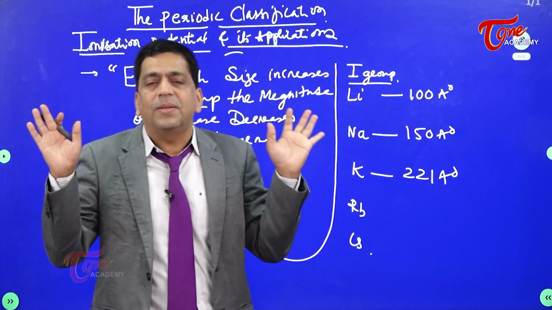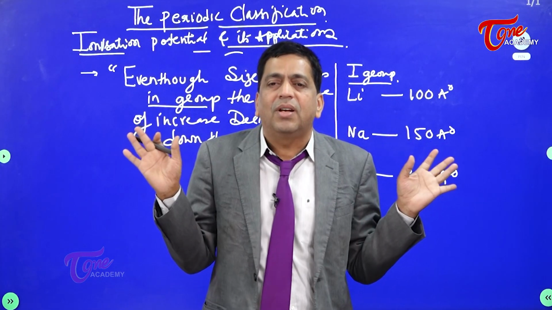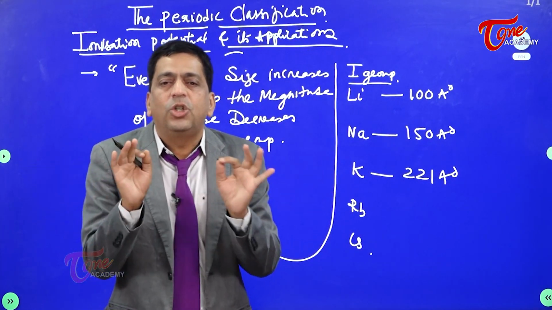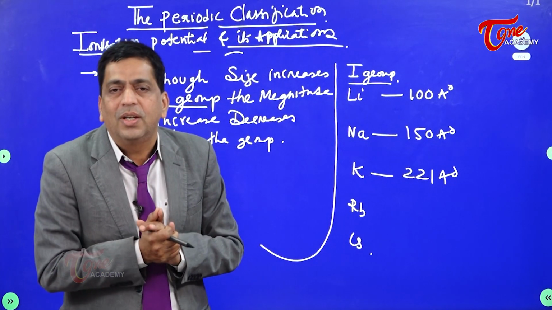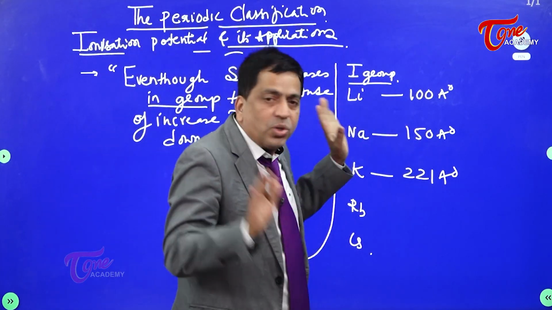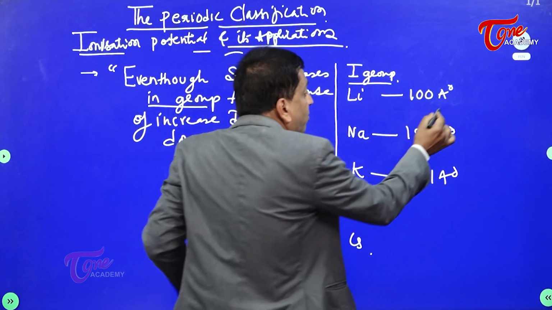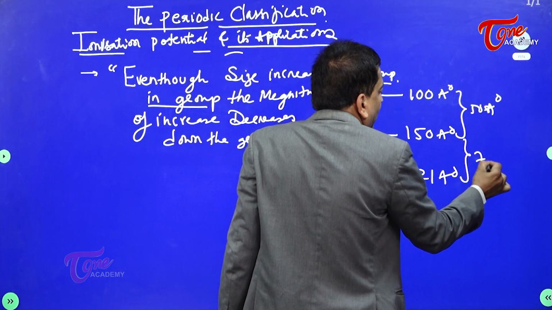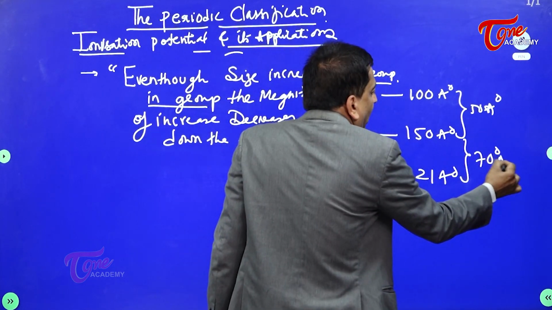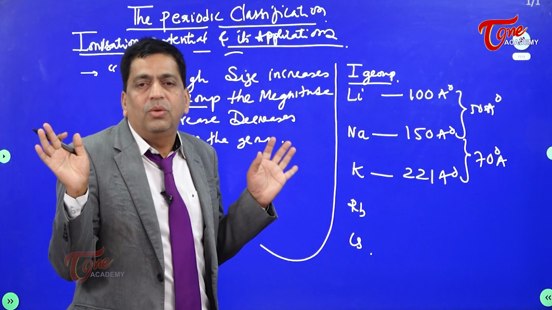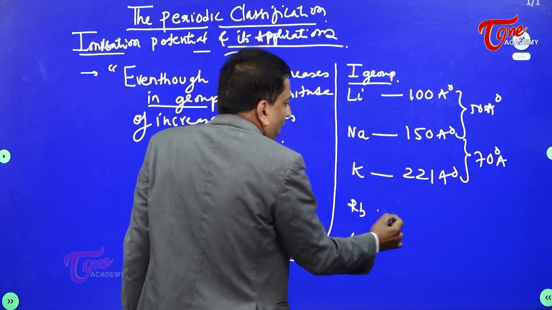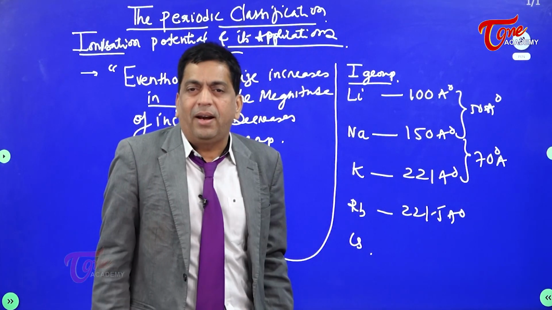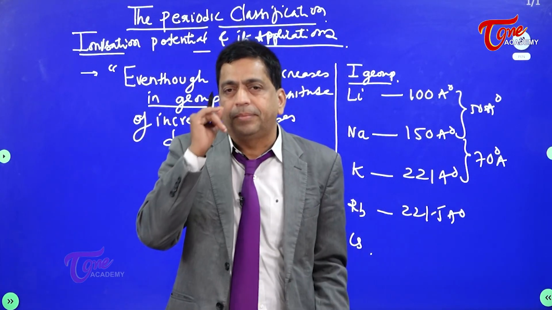But the issue is, what is the issue? Watch from now. Here, I'm not surprised. Look at the magnitude of increase. This is 50, and look at the magnitude of increase, approximately 70 angstroms. And now comes the issue. For rubidium, it is basically 221.5 angstroms. Come on. This is 221 and this is 221.5.